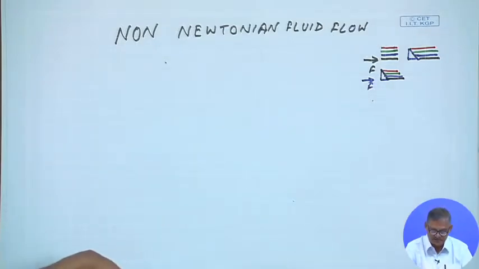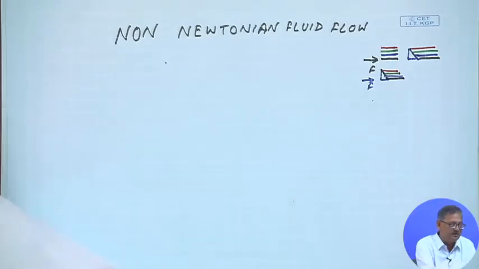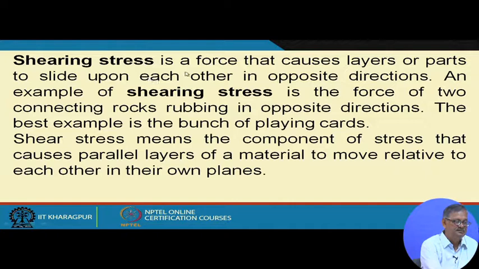This card movement is the right example of giving the shear force, where the layers slide. By definition, shearing stress is a force that causes layers of parts to slide upon each other in opposite directions. An example of shearing stress is the force of two connecting rocks rubbing in opposite directions. As we said, the best example could have been the playing cards example.